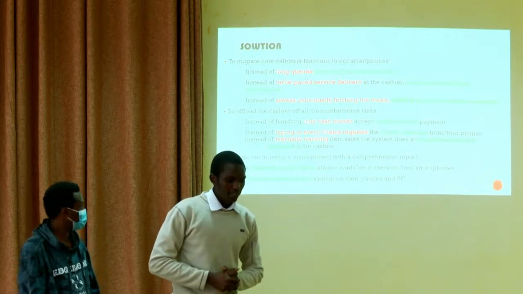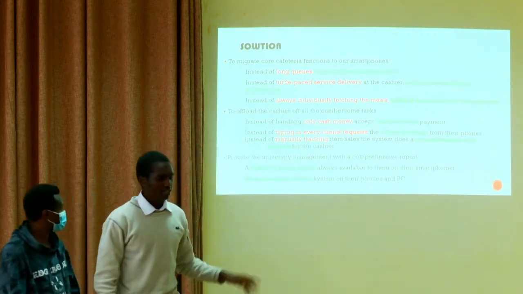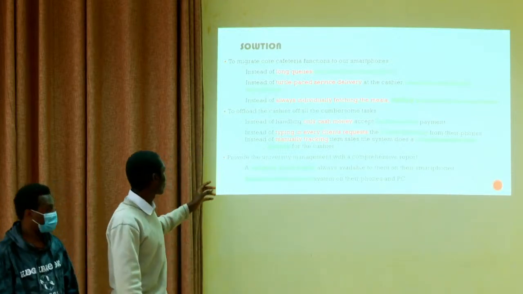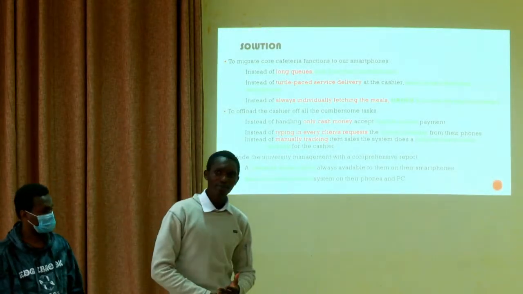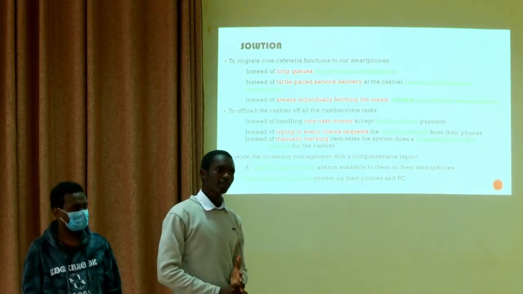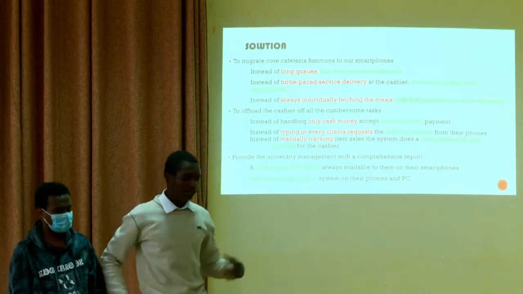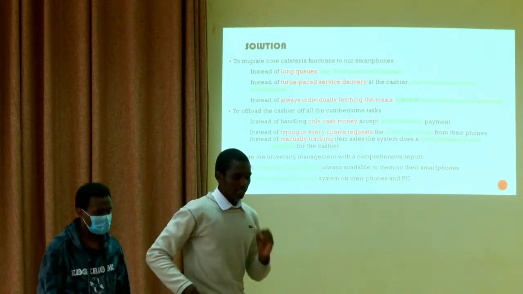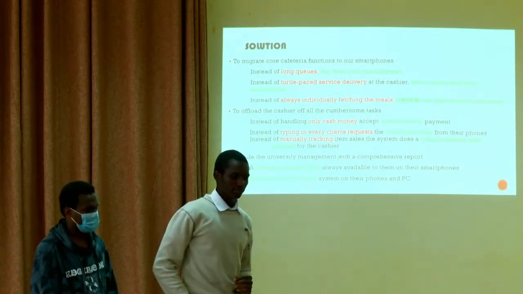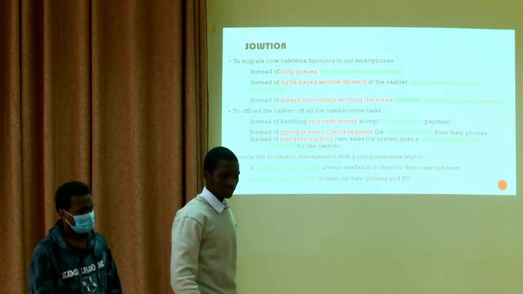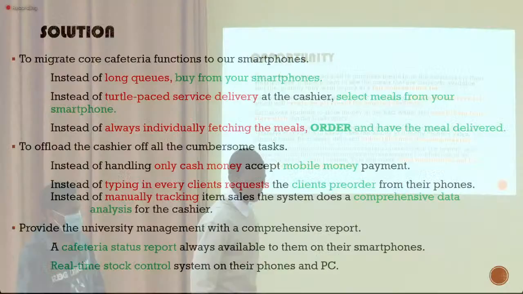Finally, provide the cafeteria management with a comprehensive report. It's a cafeteria status report, always available on their smartphone. This report is available on desktop, on web, and on their smartphone. They can view it from anywhere. Even walking around, you can view how the cafeteria is going. And a real-time stock control system for their phones and PC. So accountability is a key issue in the EATS cafeteria management system.